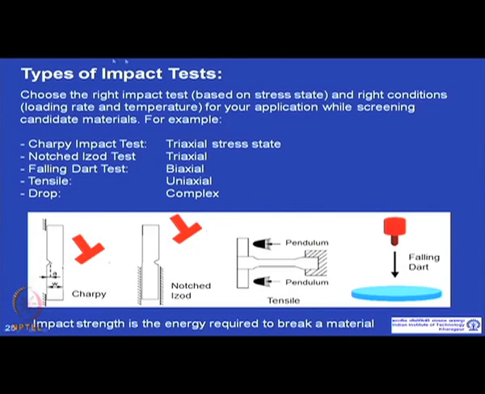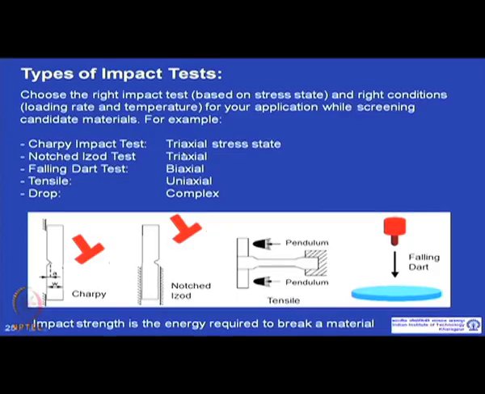There are different types of impact tests available. If you have made a polymer, molded it, and want to test its impact properties, then you need to know the target application. Depending on the target application, you choose the type of impact test to be done on that sample. Different types of tests are possible, namely Charpy, notched Izod, falling dart, tensile and drop tests, and they are basically different types of tests.